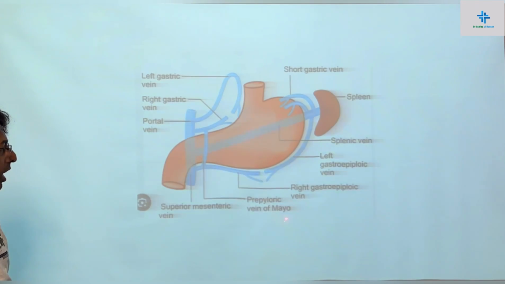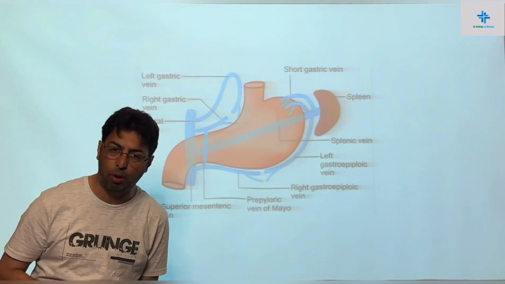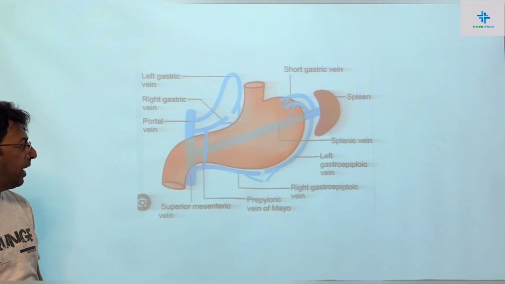So that's important. The rest of the vascular supply corresponds to the blood supply; the venous drainage corresponds to the right gastroepiploic vein, the left gastroepiploic vein, the right gastric vein, and the left gastric vein, and this is the portal vein over here. But you have to remember about the prepyloric vein of Mayo. That's important, sometimes asked by the examiners from an academic viewpoint.